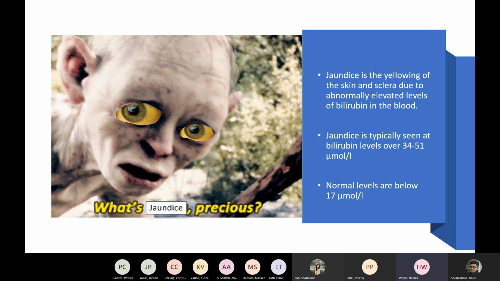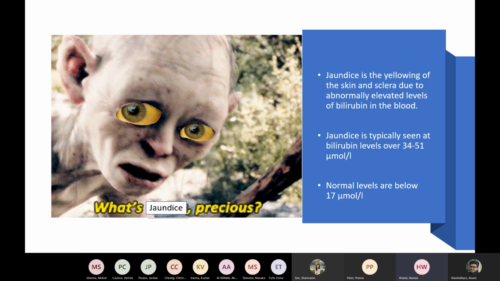And a normal bilirubin level is, am I not seeing your messages or something? No, yeah, cool, I can see them. Normal level is below 17 micromoles. So you can have elevated bilirubin and you wouldn't typically see it until it goes over a certain threshold, and then you start seeing it.